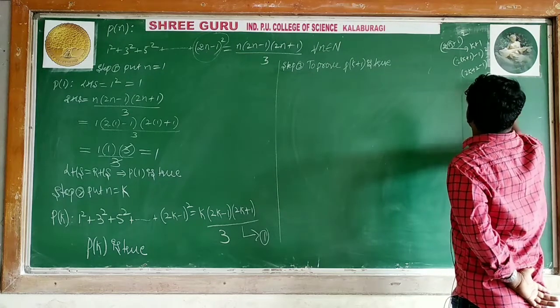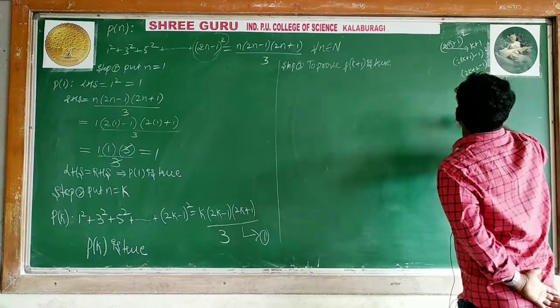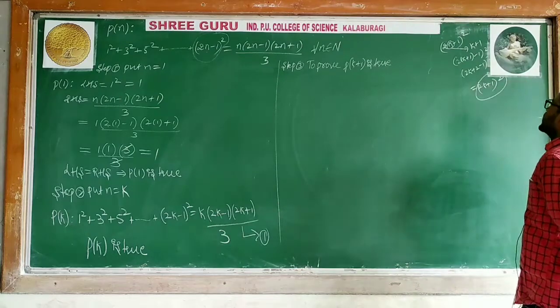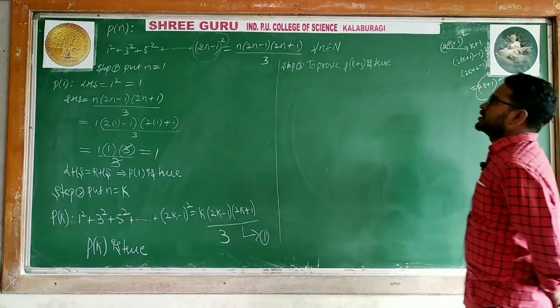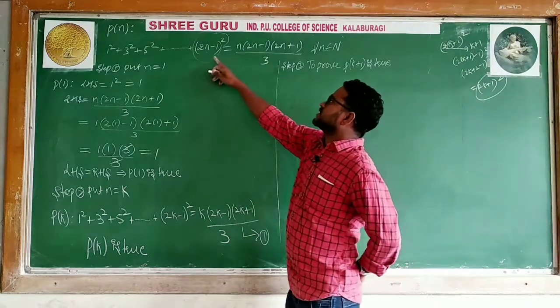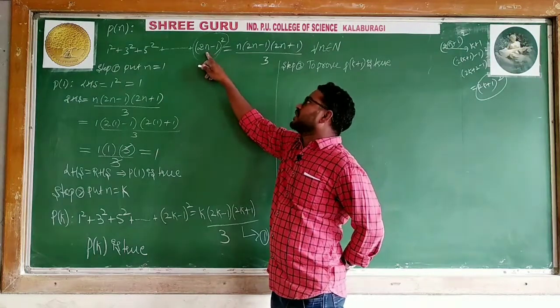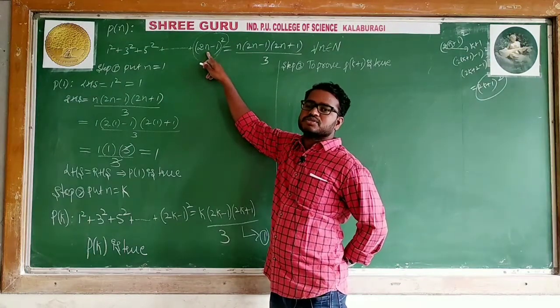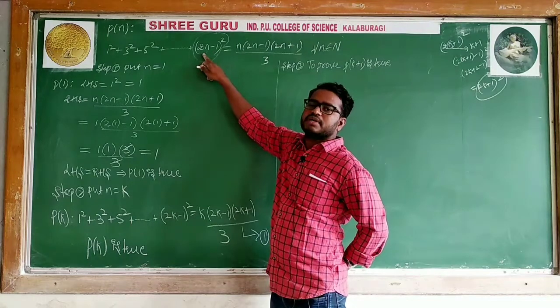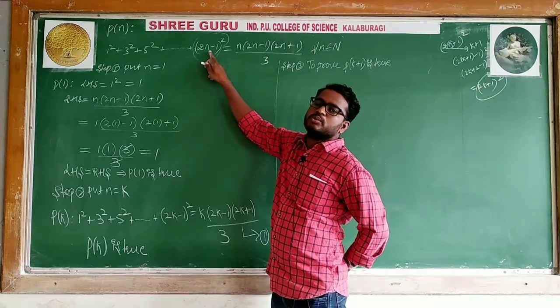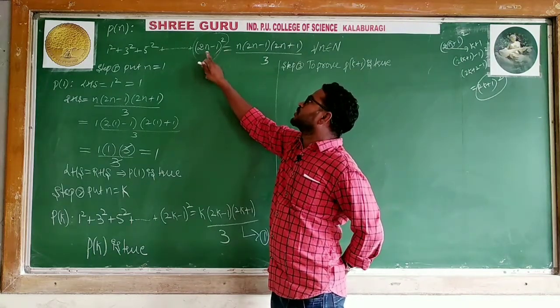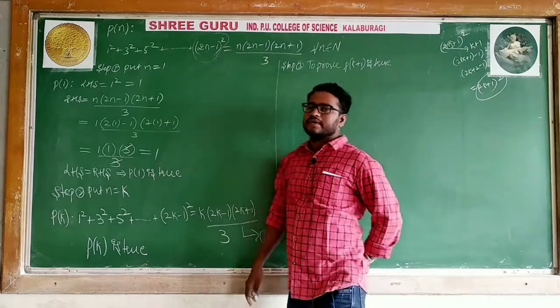2k plus 1 whole square is the addition term. 2k plus 1 is the addition term. For the last term, in the case of n, you substitute k plus 1. Wherever n is there, substitute k plus 1 and multiply: 2k plus 2 minus 1, that is 1 remains. 2k plus 1 whole square has to be added on both sides.